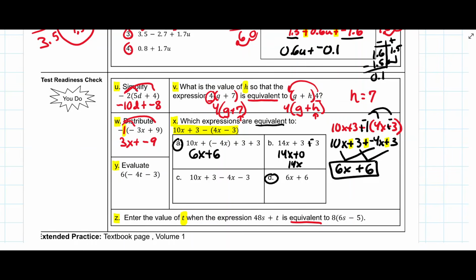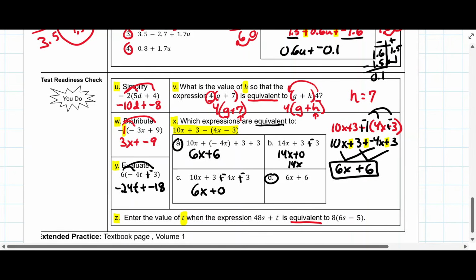And this one down here, we have some subtraction signs, so we're going to use additive inverse and additive inverse. And 10x plus negative 4x is actually 6x, which is looking good. But 3 plus negative 3 is actually 0. So that is a no-go. Go ahead and pause the video and try y now. Okay, there you have it, negative 24t plus negative 18. So I did use the additive inverse inside before I started. And now finally for the last one, z. Pause the video.